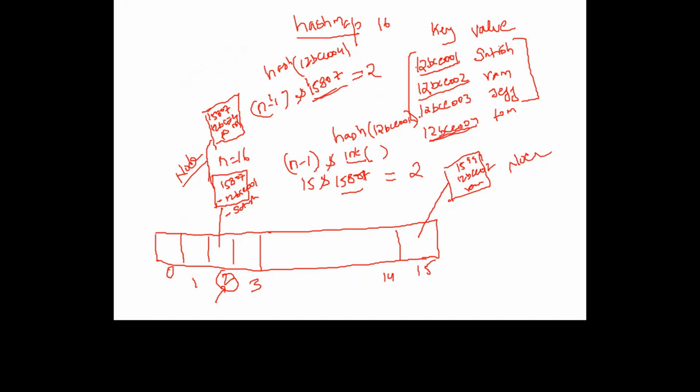So when you're searching for 12BC004, what will happen? It will take that, hash it, compute this formula, go to 2, and then it will do a linear search starting from 12BC001, it will jump to 12BC004, check whether the keys match, and then it will return the value. So that's how the hash maps are maintained internally in Java.